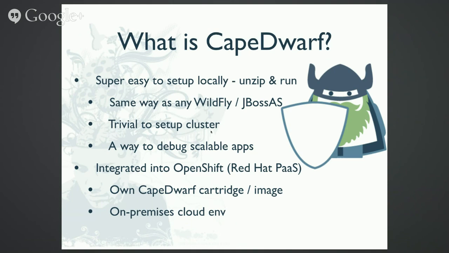It's also trivial to set up a cluster with multicasting and so on, or you can of course do some custom stuff around it, but by default, if it's on the same network, it does a multicast and it already finds different nodes, and you create a cluster. That's the normal stuff from Wildfly, right? It's nothing new what we do in CapeDwarf. And it's also a nice way to debug, like I already mentioned, scalable apps.